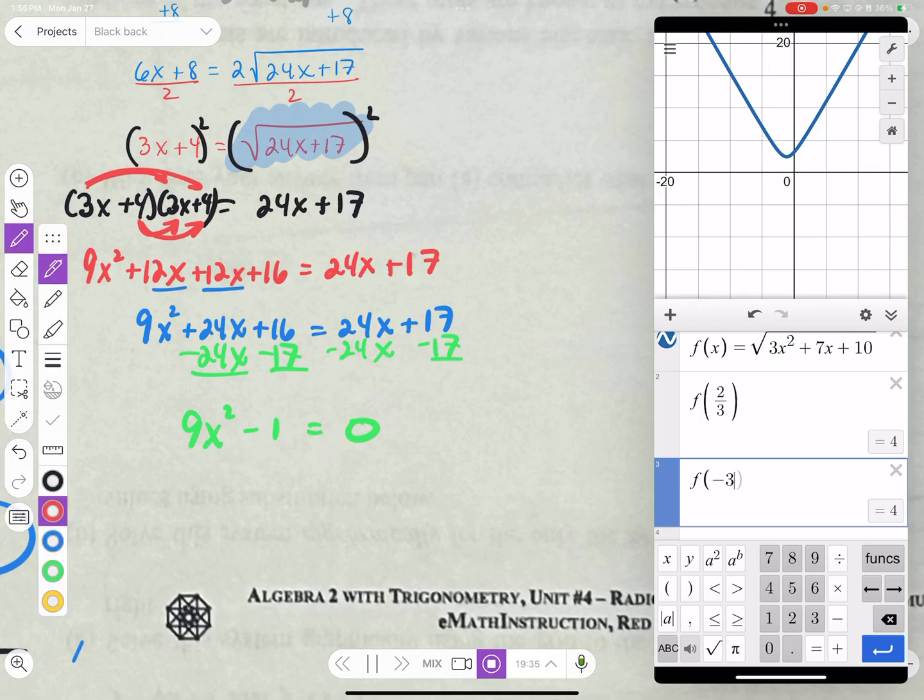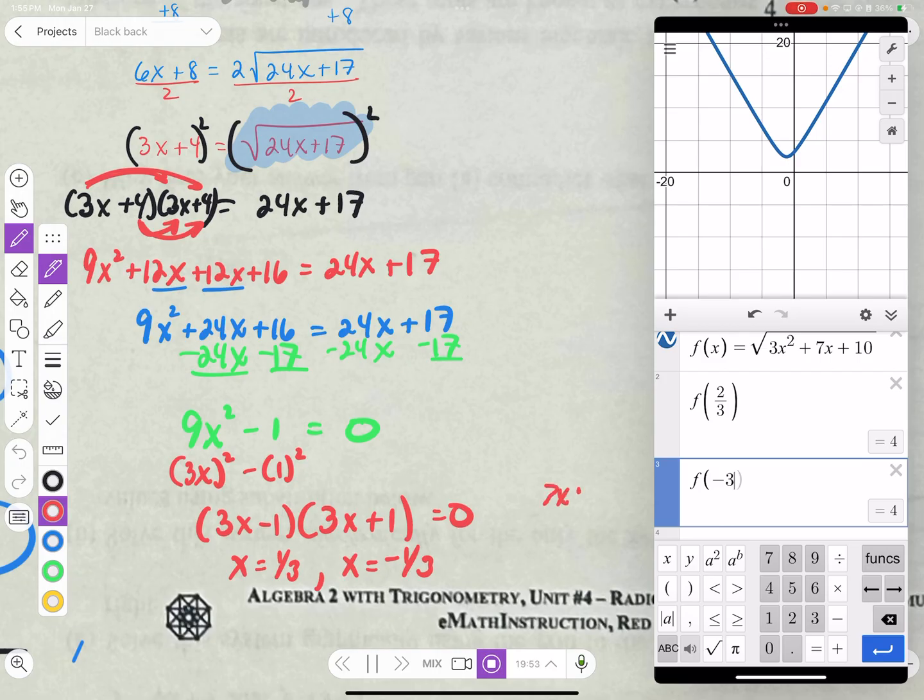This guy is a difference of squares. This is a 3x that's been squared minus a 1 that's been squared. It factors as 3x minus 1, 3x plus 1. The old difference of squares. This one gives me 1/3, and the second factor gives me negative 1/3. I'm just setting the factor equal to 0, subtracting the 1 and dividing by the 3. That gives me that one, for example.